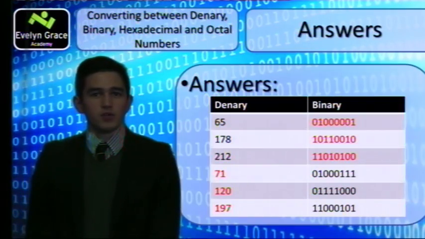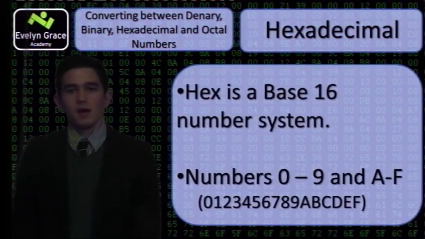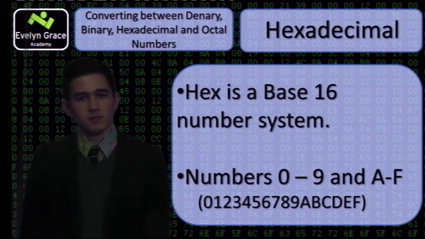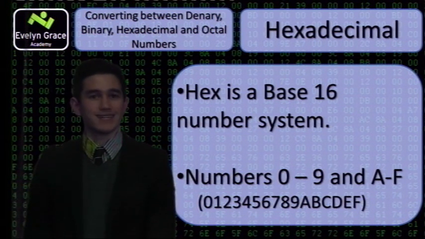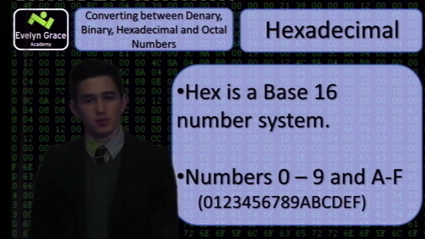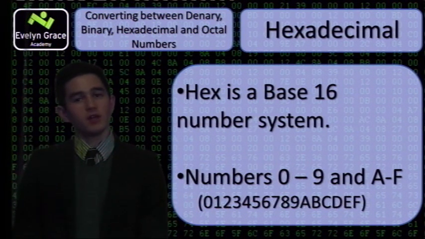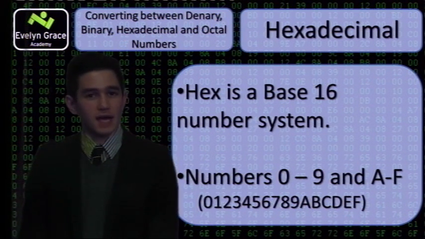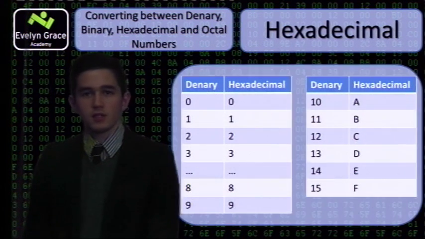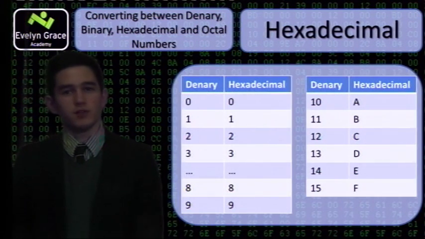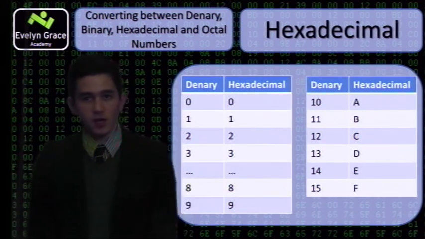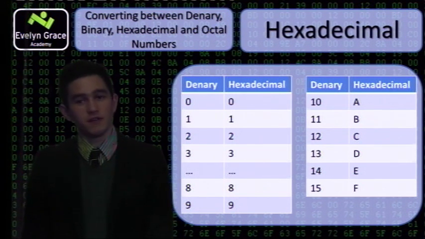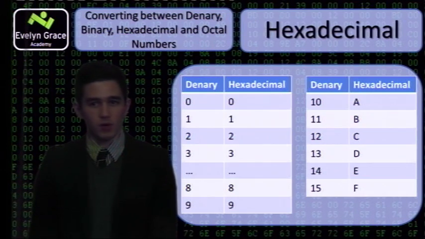Next, we're going to move on to hexadecimal numbers. Hex is a base 16 number system. Okay, so that means there are 16 possible numbers that you can use. So we can use 0 to 9, but obviously we've only got 10 numbers to be able to choose to use. So we use A to F for the next ones. So denary 0 to denary 9 is the same as hexadecimal 0 to 9. But when you get to 10 to 15, we use A to F. So 10 will be A, 11 will be B, and so on.